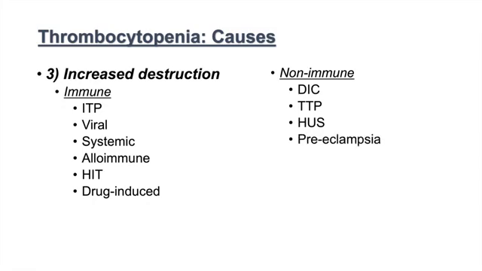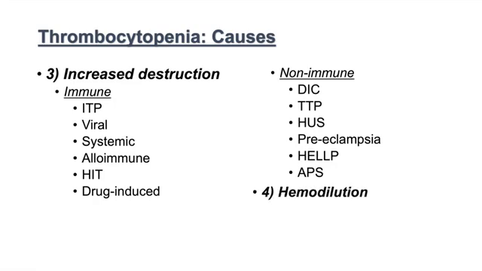Preeclampsia can lead to a non-immune mediated destruction of thrombocytes, and then there's also the HELLP syndrome, which is basically a worsening of the preeclampsia condition. And there's also APS, or antiphospholipid antibody syndrome, that can actually increase the destruction of thrombocytes in a non-immune mediated fashion.